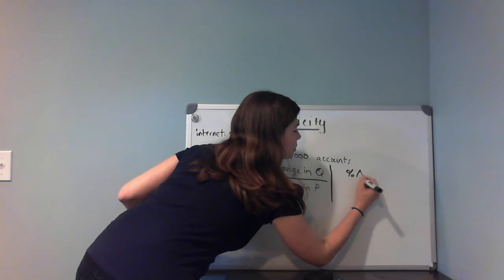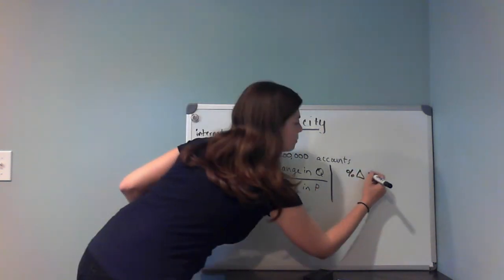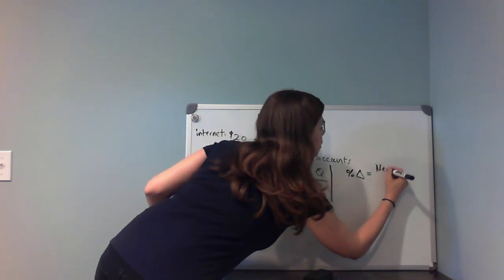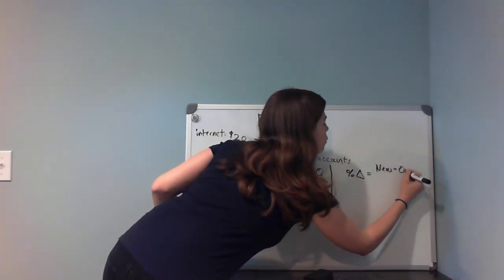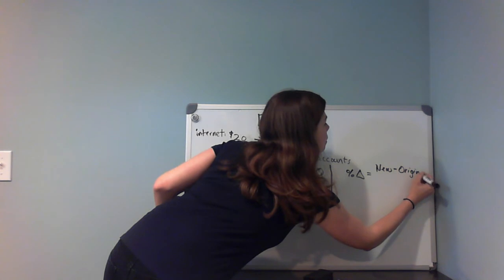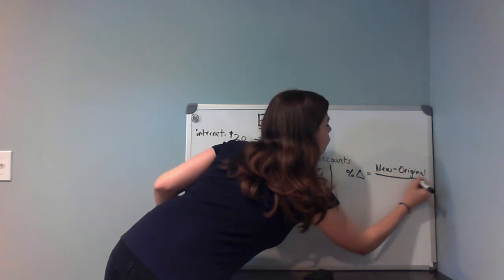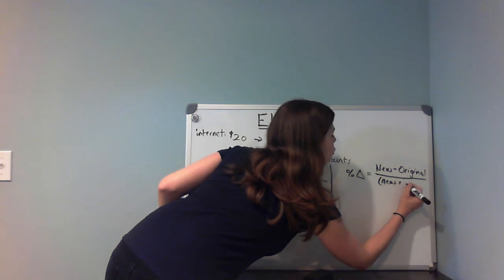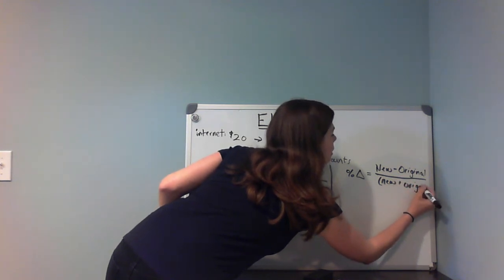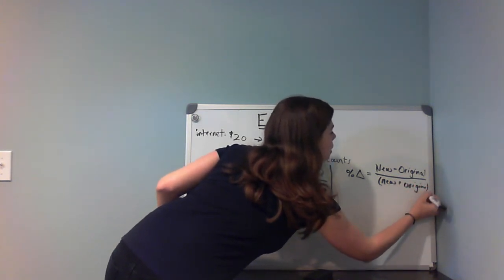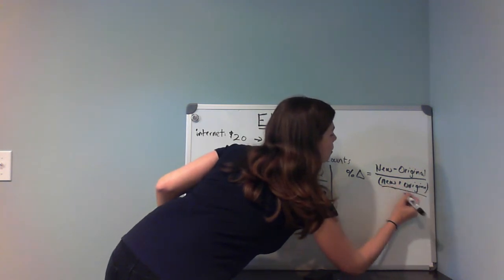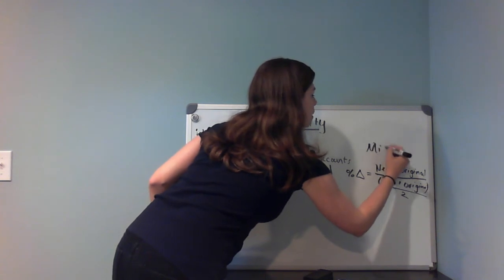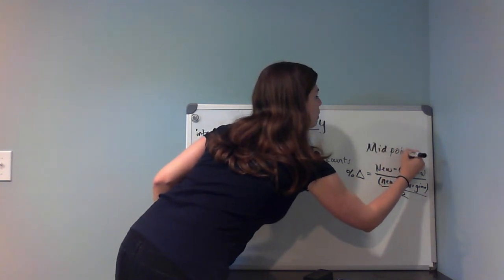So the triangle is just change, delta. Percent change is the new value, take away the original value, over, now this is how you get the midpoint, the halfway point. You do the new plus the original. I'll get out of your way so you can see. And then you divide that by 2. So that's how you get your midpoint. So this is the midpoint method.